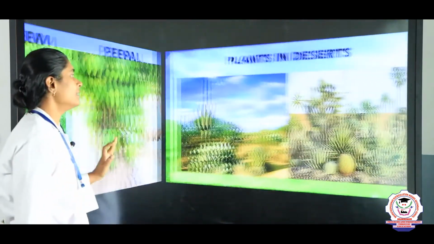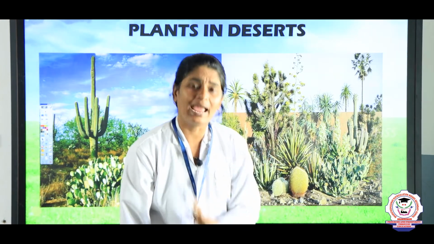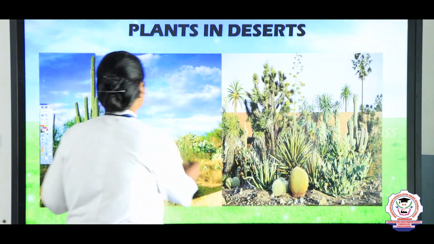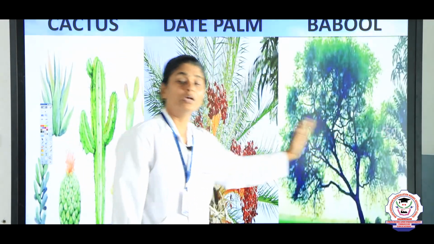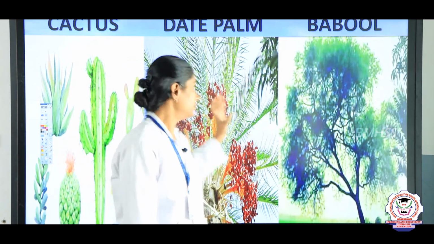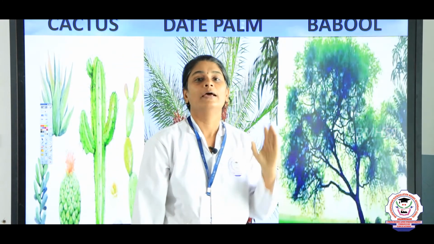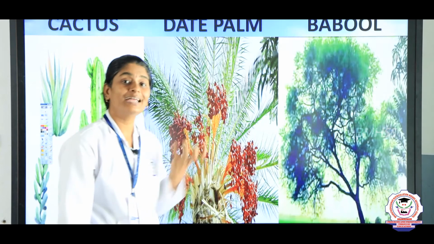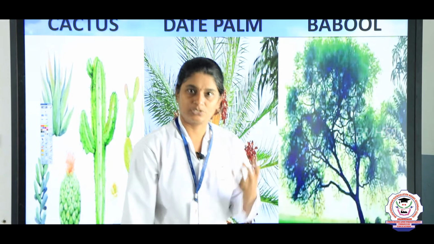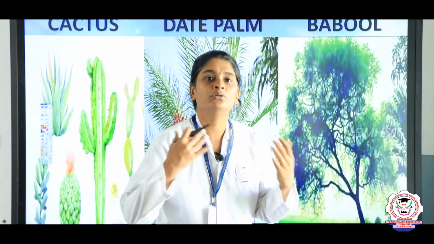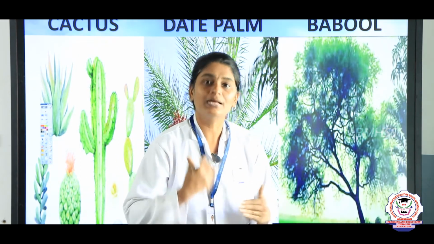Now, let us see plants that grow in deserts. In deserts the climate is very hot and dry. You can see plants like cactus, date palm and babul. Date palm and babul are types of trees. These plants grow in deserts, and they can withstand the heat. They can survive in the hot desert, even without water. That is why these plants have adapted themselves to suit the deserts.